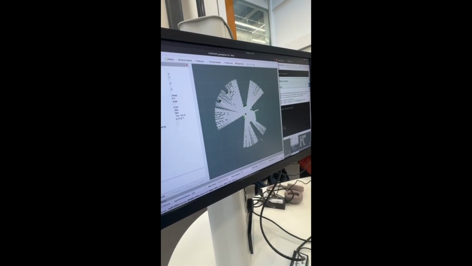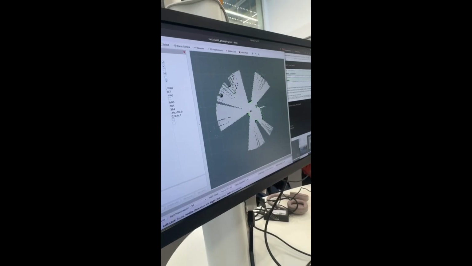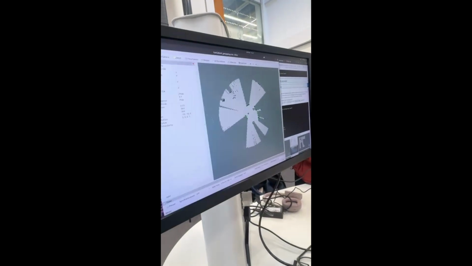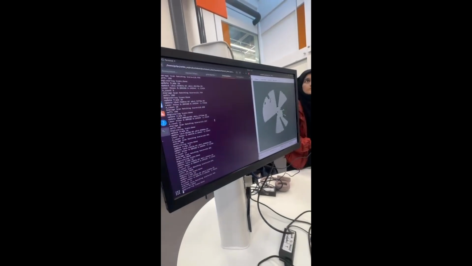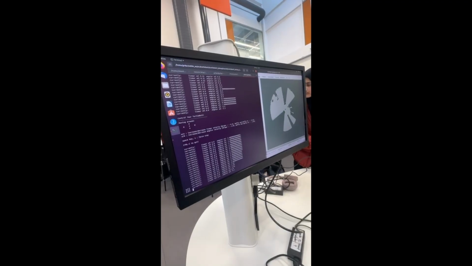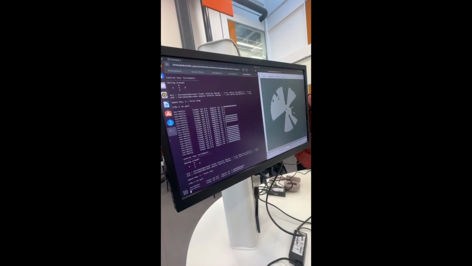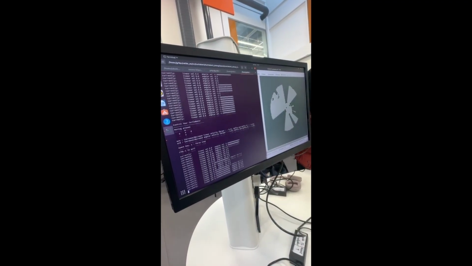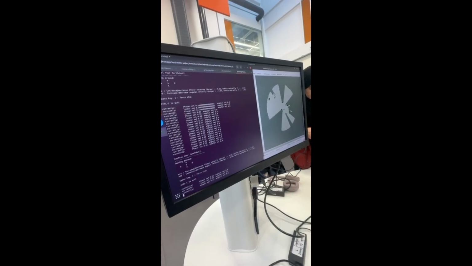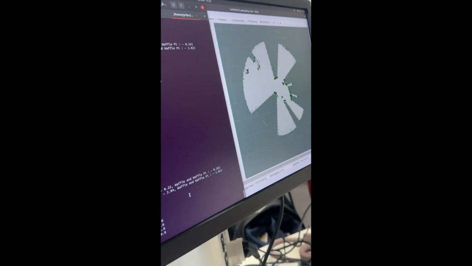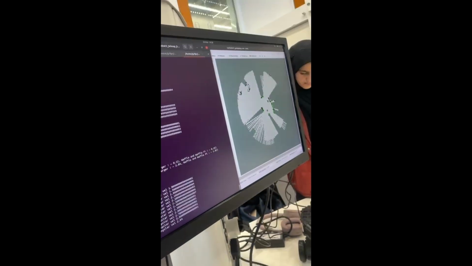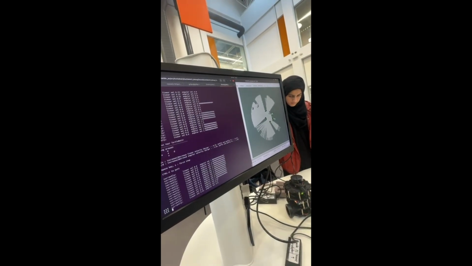The green dots are the live laser scans. As we drove the robot around, it built up the map in real time. The white pixels are free space and the black lines are walls. This confirmed our sensors were calibrated correctly. See how when we moved it, it's remapped some of it?